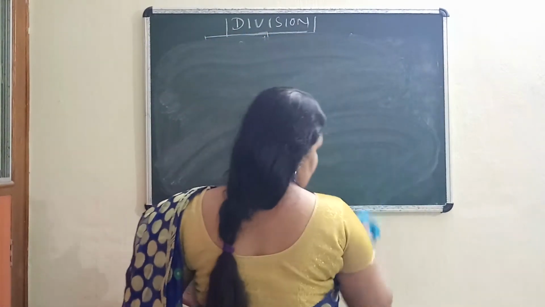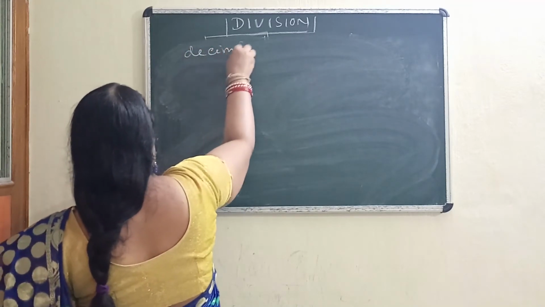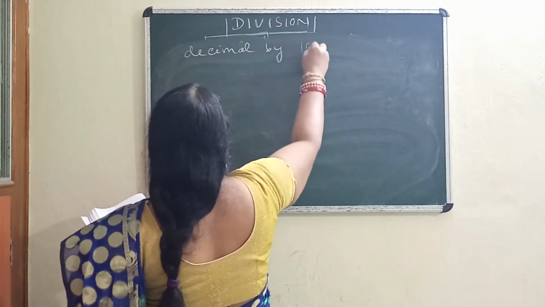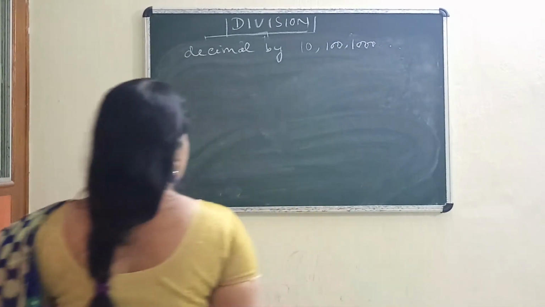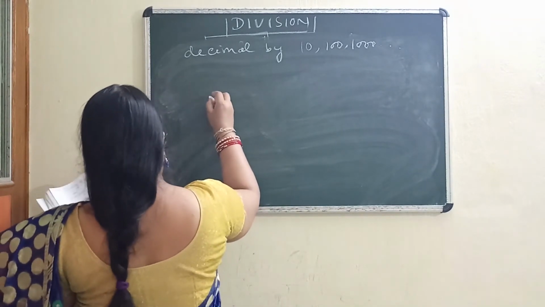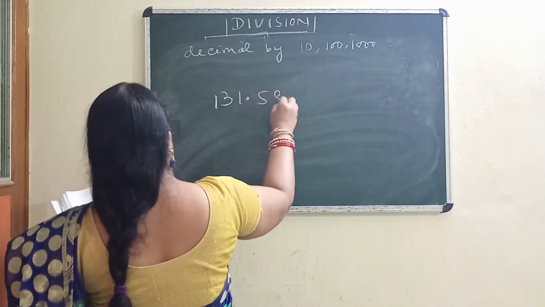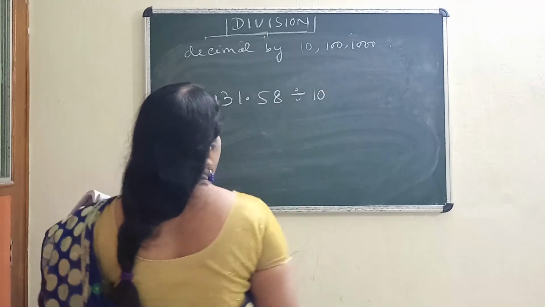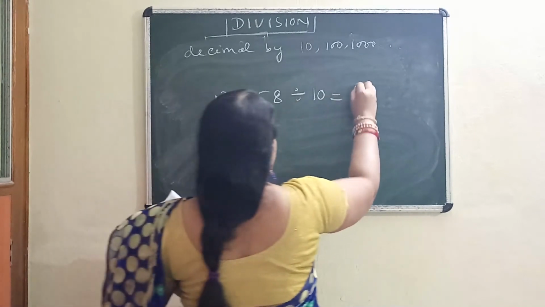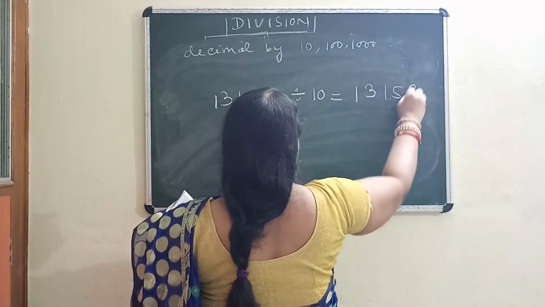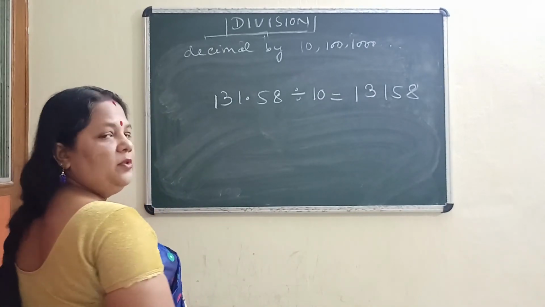Okay. Then next thing is that when we are dividing a decimal by 10 and multiples of 10, all these numbers. So here how to divide it? Suppose 131.58 divided by 10. Okay. How to do? Write the number 13158. Then where you will put the decimal point? The thing is that where to put the decimal places.